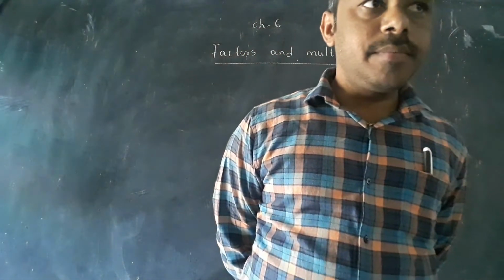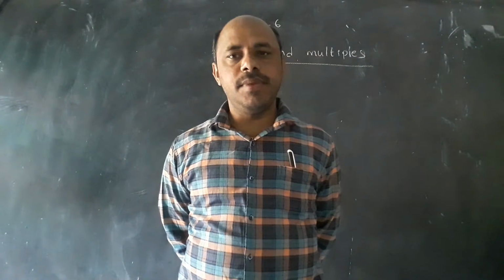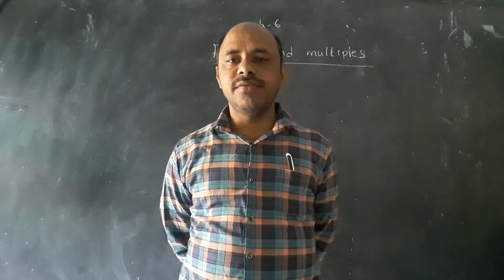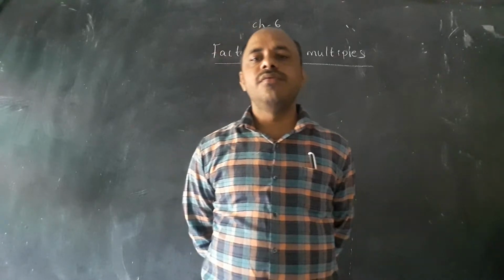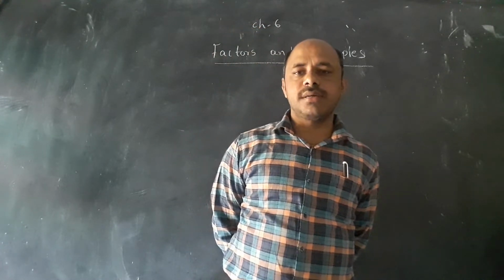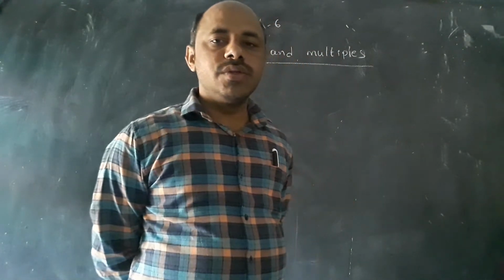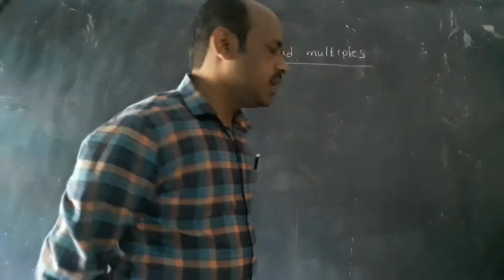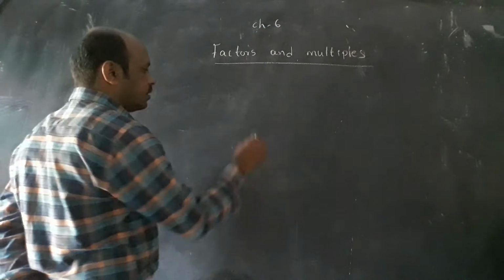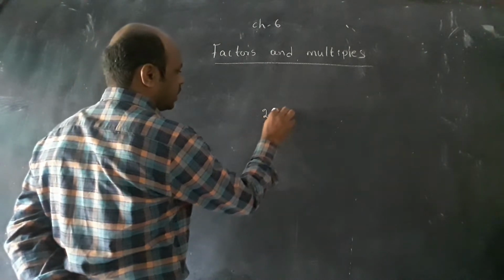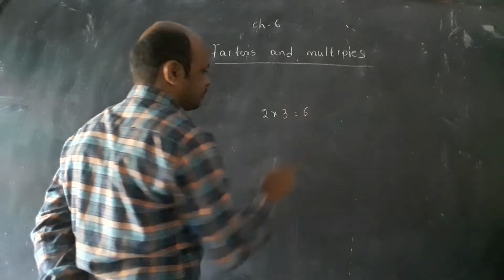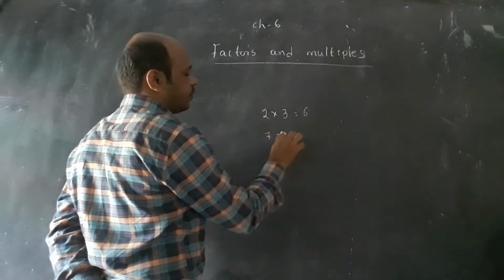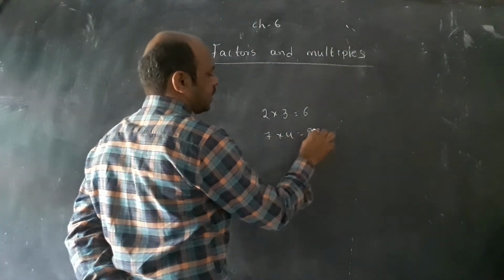When two numbers are multiplied with each other, we will get the product. Those two numbers we also say are factors of the given number. Suppose, for example, 2 into 3 we got 6. Next, 7 into 4 we got 28.